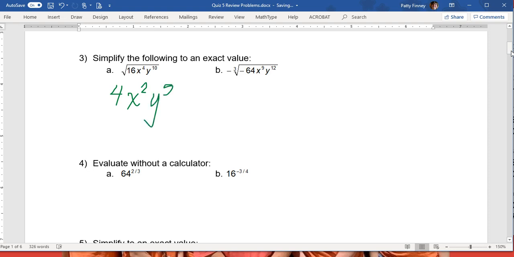Because remember, these are the exponents of 1/2. So 4 times 1/2 is 2. 10 times 1/2 is 5. So we've got 4x squared y to the 5th.